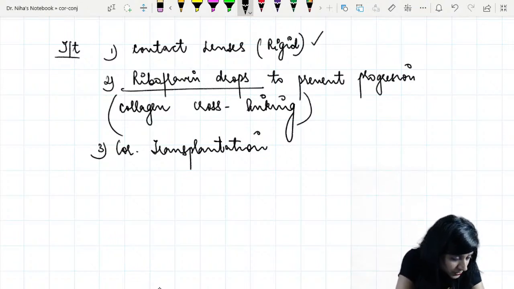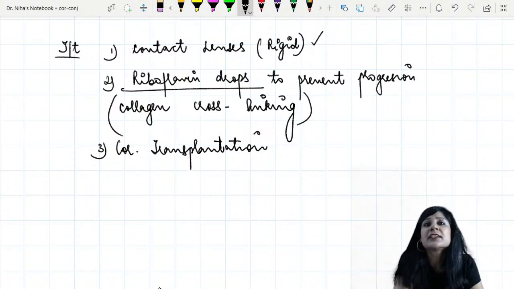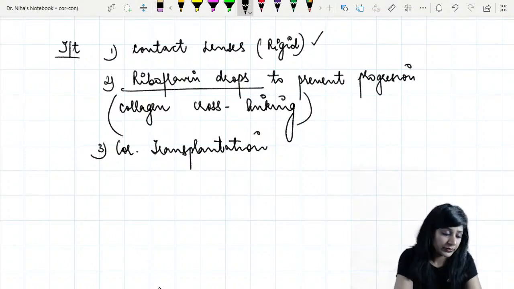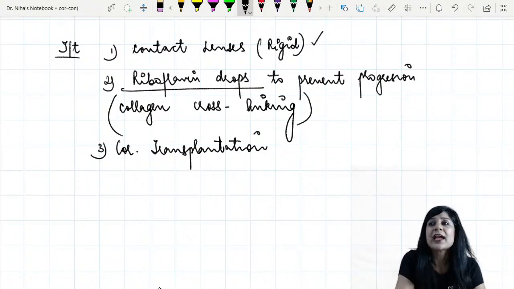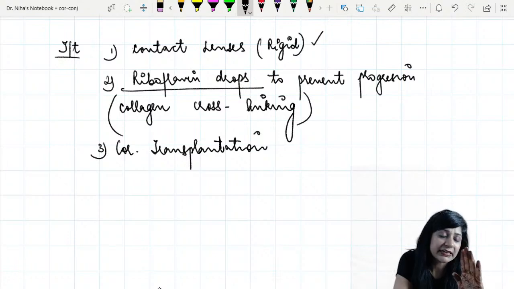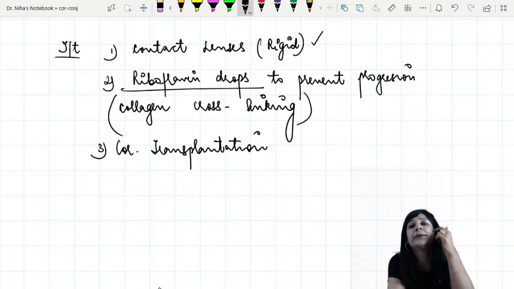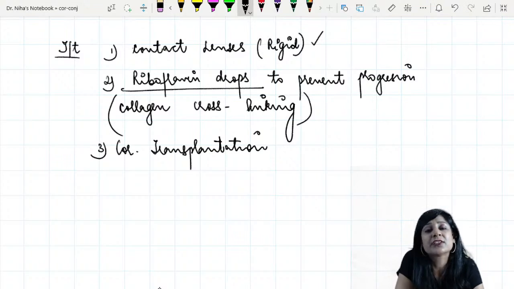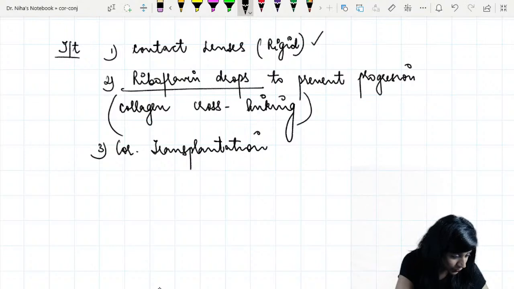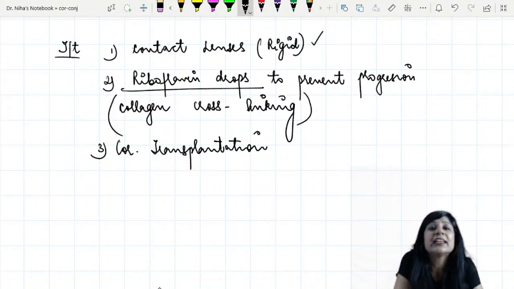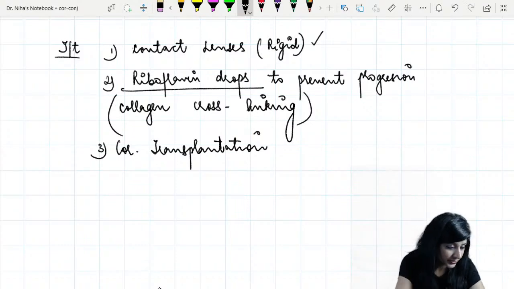Can you explain the Rizzuti sign? Rizzuti sign is similar to the Munson sign only, guys. It is actually when you see over the slit lamp that conical reflex due to the stretching of the cornea, that is called the Rizzuti sign. Next time I will show you the image also. Right now I am not having the image of Rizzuti sign, but I will show you. It is actually the corneal light reflex that you see in keratoconus, that is called the Rizzuti sign. Okay.